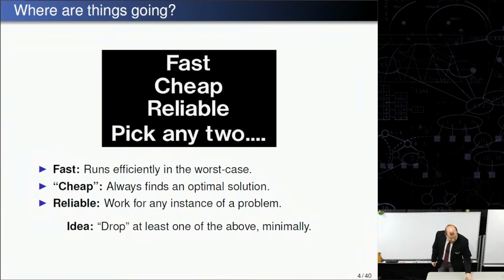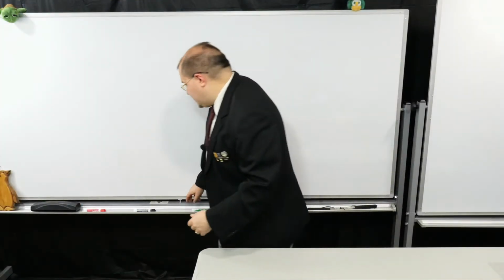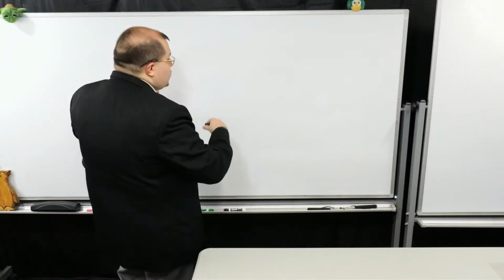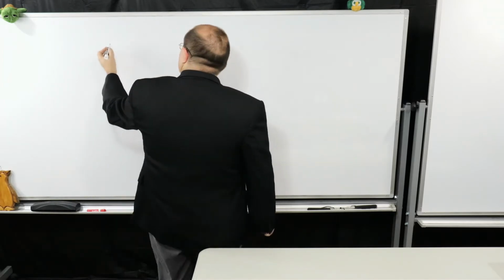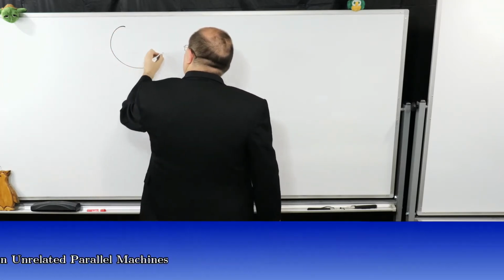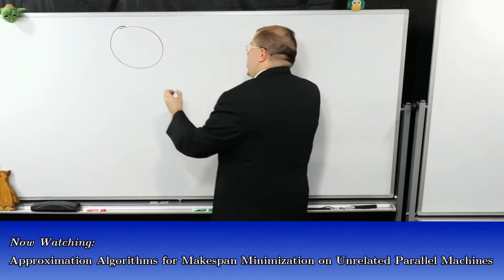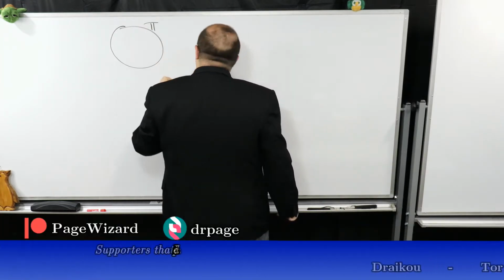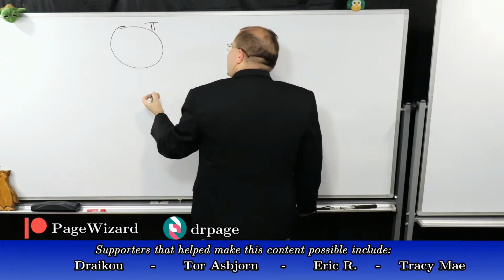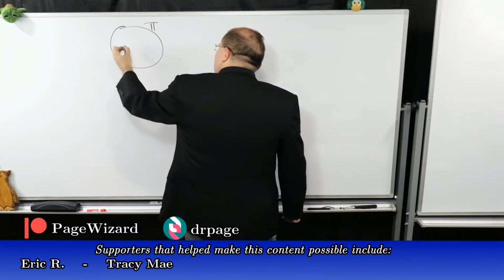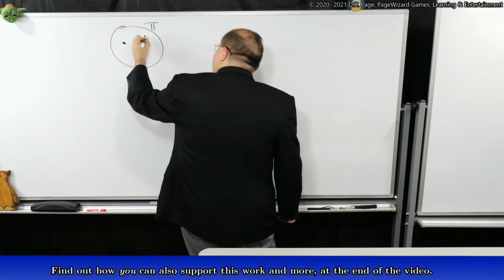Problems actually have the following structure to them. So if I give you a problem, I call it pi. That's not a number, it's just a symbol. If I give you problem pi, it consists of problem instances.